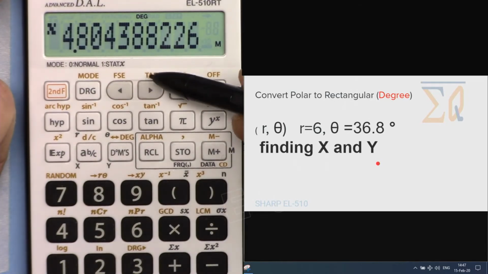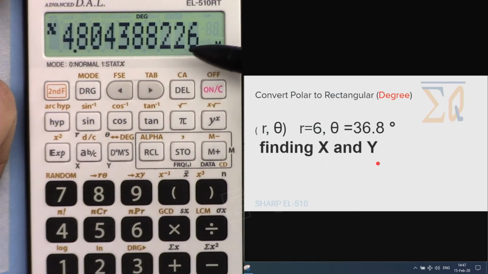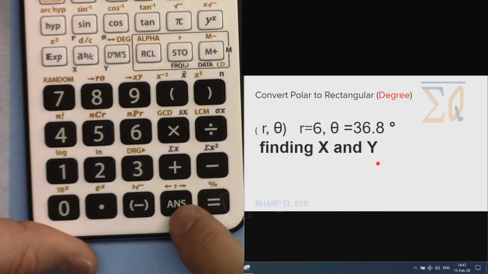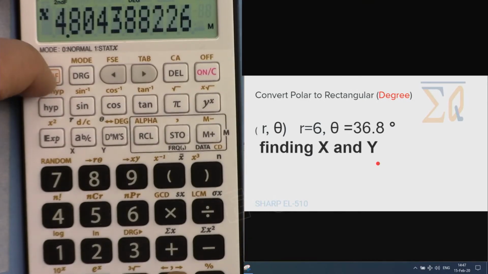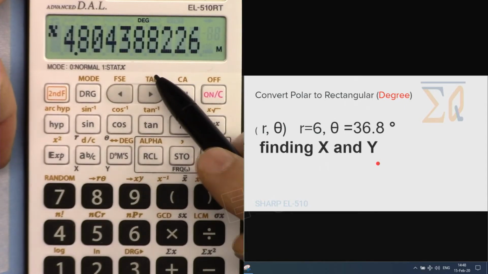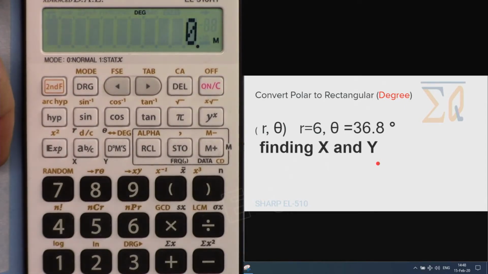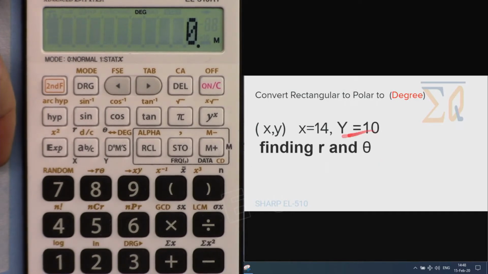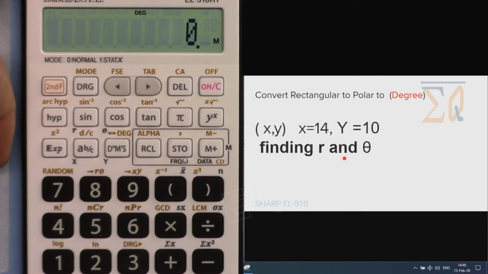And after that, if you want to get your next values, you can press this with a shift, answer with a shift, and it will give you y. If you press it again, it gives you x. All clear? Now let's say you have x and y, and you want to find r and theta.